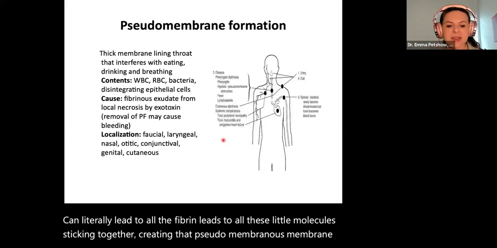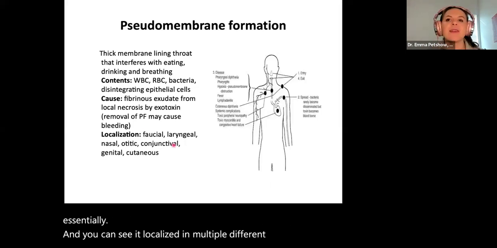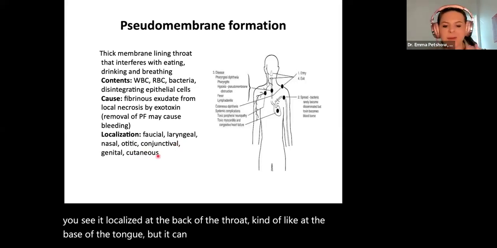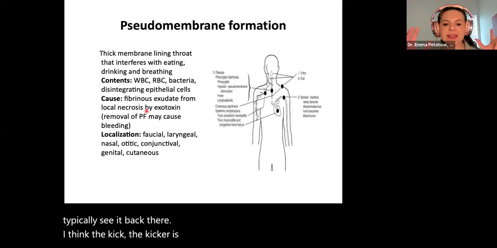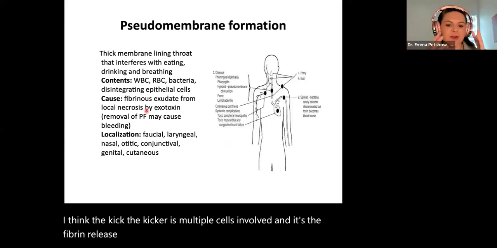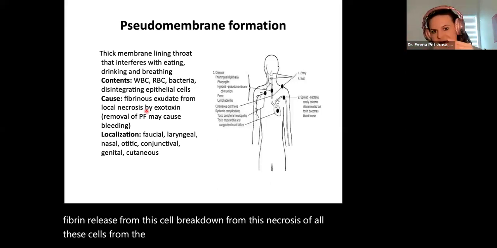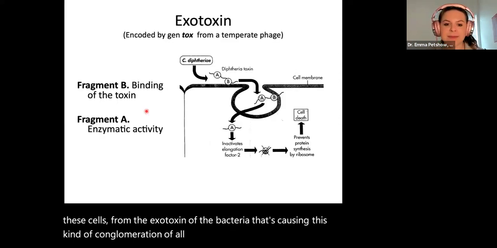And you could see it localized in multiple different areas. Typically, you see it localized at the back of the throat, kind of like at the base of the tongue, but it can be in other areas as well, but we typically see it back there. I think the kicker is it's multiple cells involved, and it's the fibrin release from this cell breakdown, from this necrosis of all these cells, from the exotoxin of the bacteria that is causing this conglomeration of all these cells together to create this membrane.